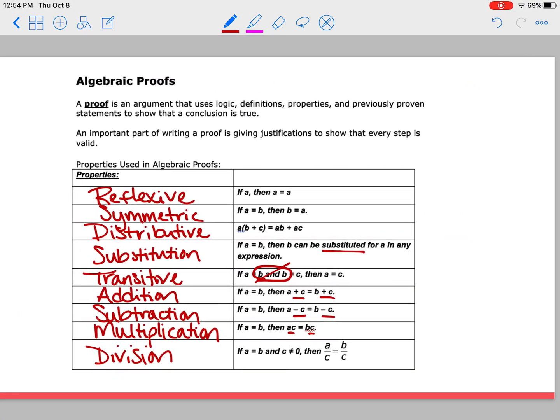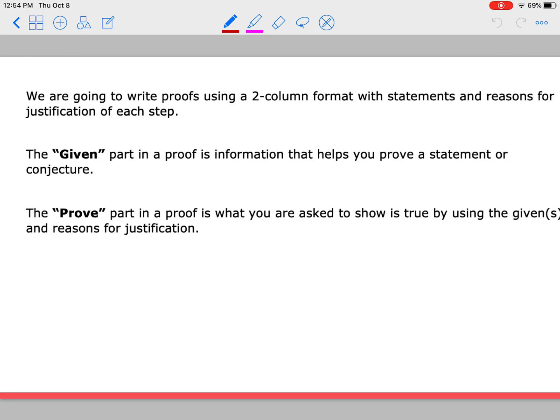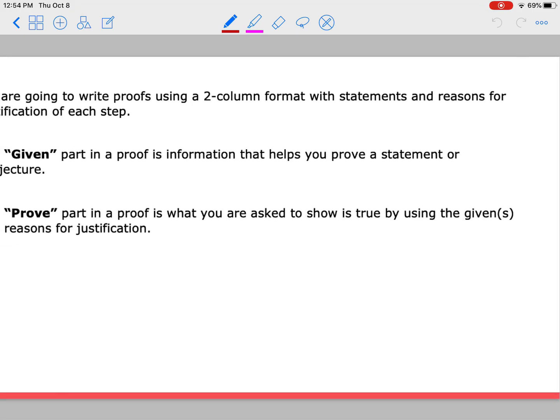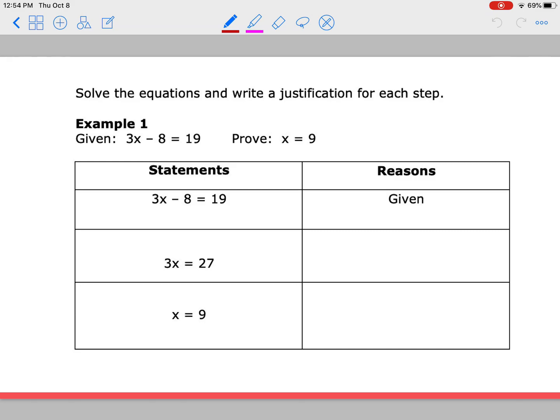Now, when we work with our proofs, we are going to be using a 2-column format. With algebraic, I could make you fill out both sides. When we're doing the geometric proofs, I will only make you do the right side of the proof. But you're always going to be given a given statement and a proof statement. Given part is like the question, prove is the answer, and why did that answer work is what we're trying to prove here. So let's look at the first example.